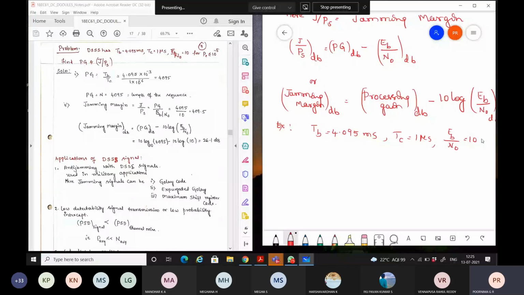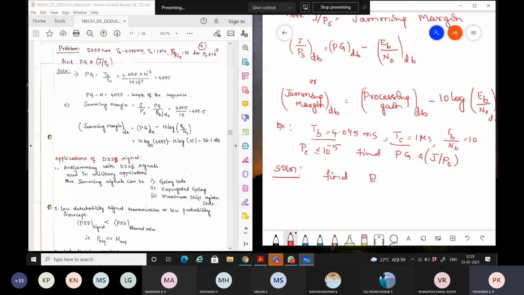The jamming margin is the processing gain in decibels minus 10 log Eb by N0. You can compute it, because the processing gain you know, and the Eb by N0 value you know. If you substitute and compute the value, it is 26.1 decibels as the noise margin you will be getting.